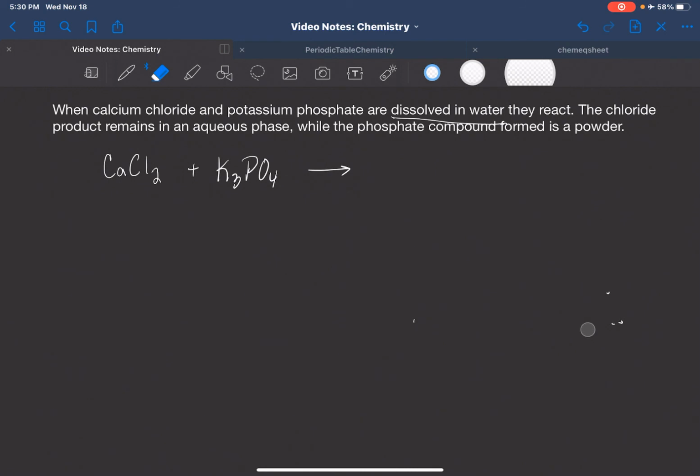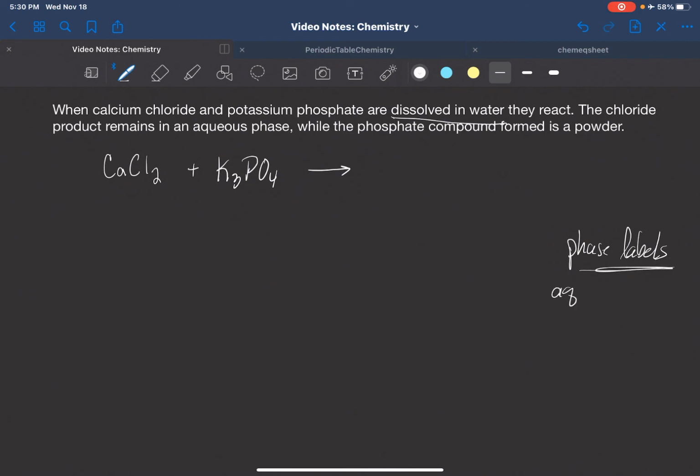All right. And then there will be other, and we call these things phase labels, before I forget. I'll talk about this in multiple lessons, but I'll go ahead and address it now. Phase labels. So we have aqueous, which we just talked about, meaning dissolved in. If something is going to stay in a liquid form, you literally just put a lowercase l. If it's a gas, you put a lowercase g in parentheses. And if it's a solid, you put a lowercase s to say it's a solid.